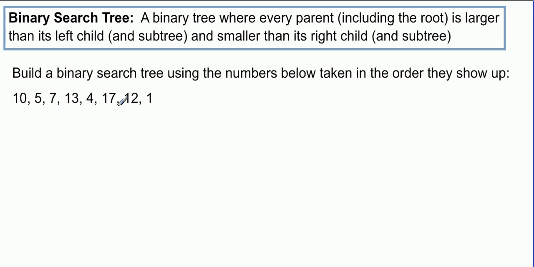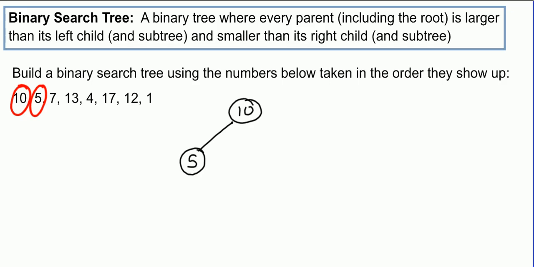Okay, so we're going to start with the number 10 over here, and we're going to always make the first data value we see the root of the tree. Okay, then we're going to go to the next number in our list, and we're going to try to find a place for it in the tree. So we're going to compare it to the number 10. Is it less than 10? Yes. Is there anything less than 10 already? No, it's empty. So we're going to put 5 into that position right there.